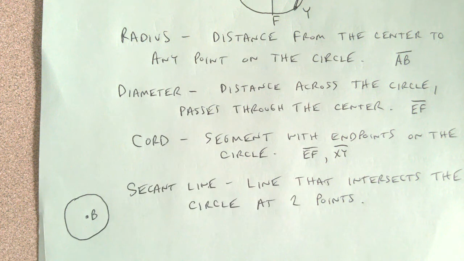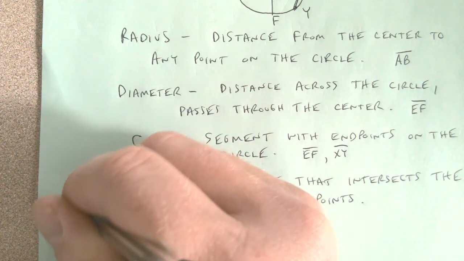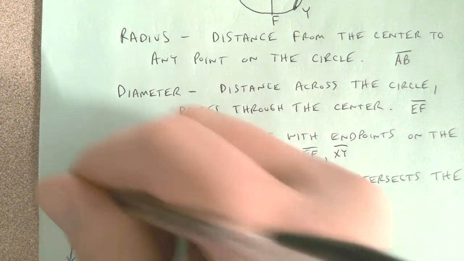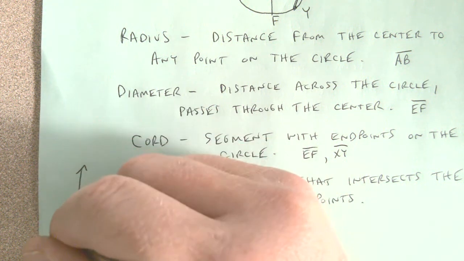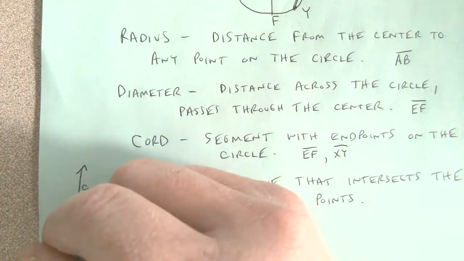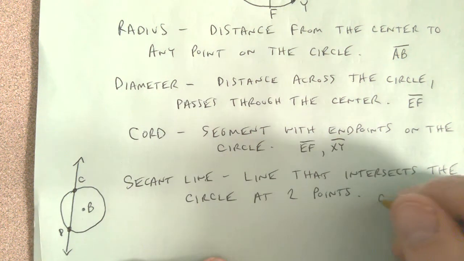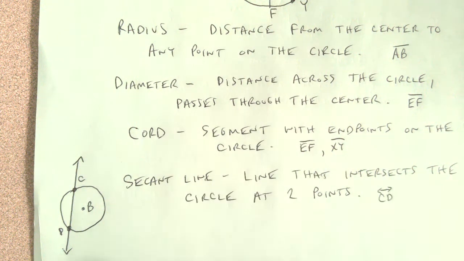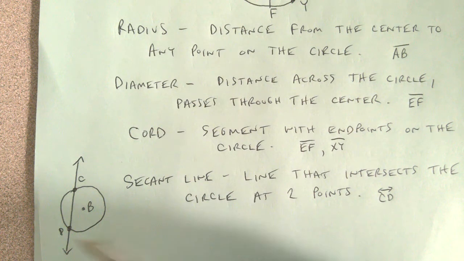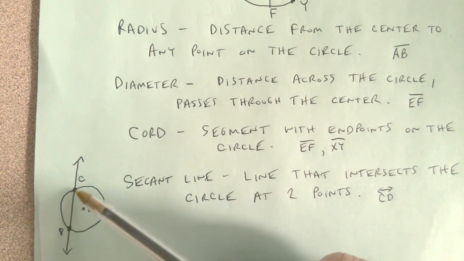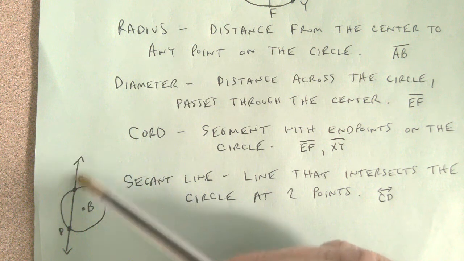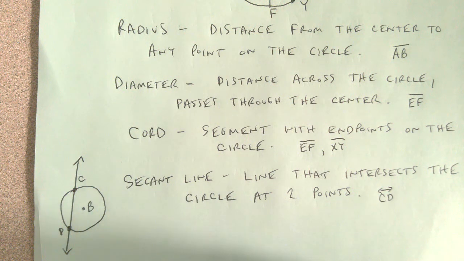So I have this circle B over here to the side, a secant line would look something like this. So in that picture, line CD would be a secant line. Now, the thing that gets a little tricky as you're looking at this, we could also say segment CD is a chord if you're just going from point to point, but the whole line itself would be a secant line.